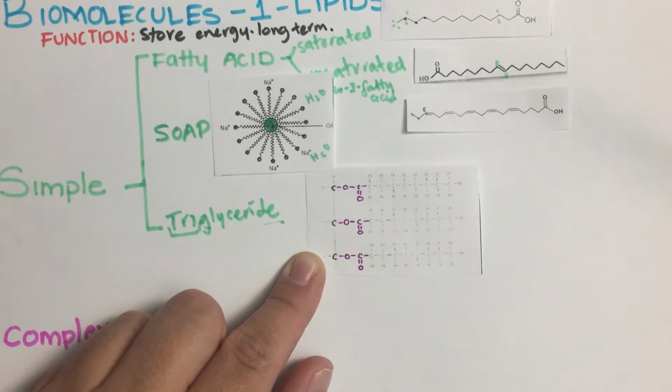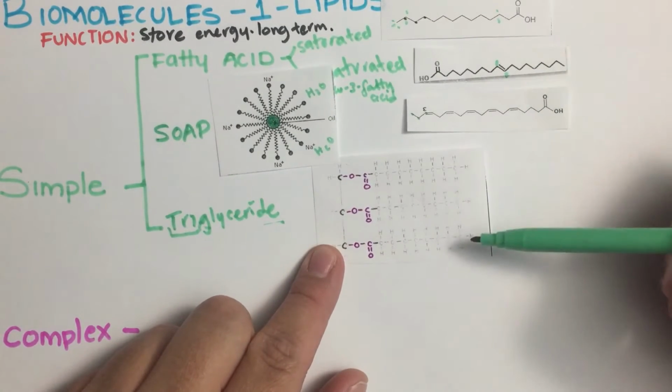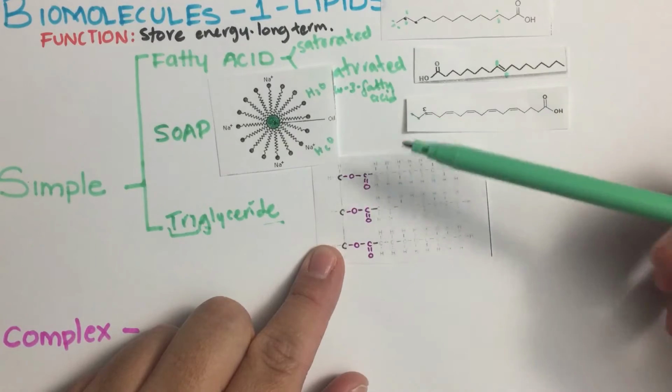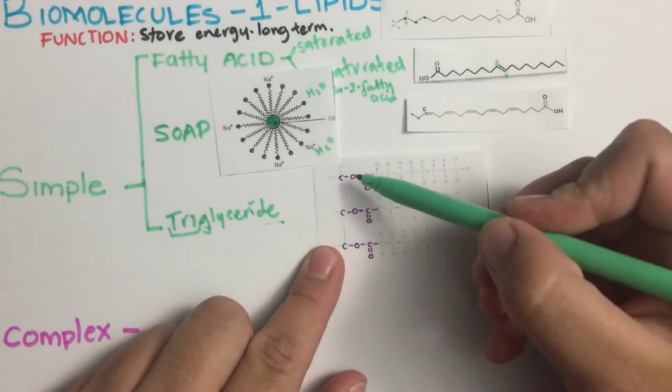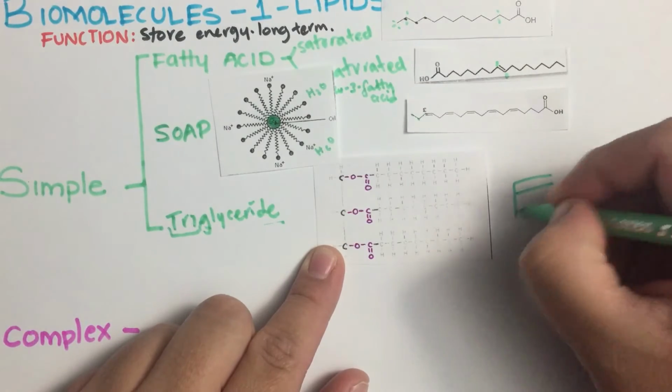It's just a combination. In this example, all of them are saturated fatty acids. So you will notice that this triglyceride has a structure that looks something like this.